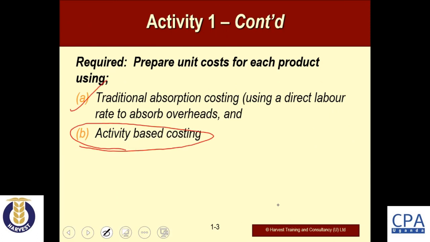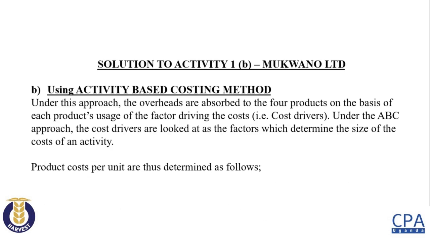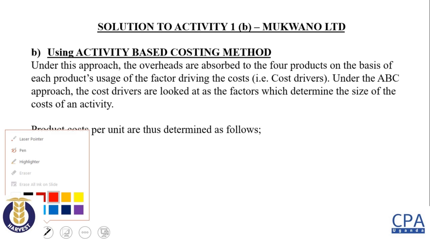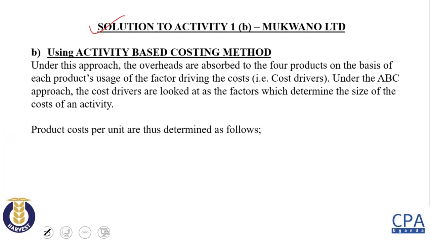And that is our question. As I've mentioned, we have already done part A of the question. Now we want to look at this very important approach, the activity-based costing approach. Moving straight to our solution, this is the separate sheet I have reserved for my solution. I'll begin with a simple tutorial note plus the title: solution to activity 1 part B, Mukwano Limited, where we are going to use the activity-based costing method.